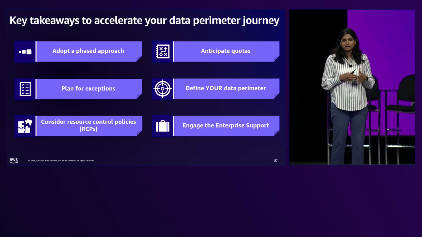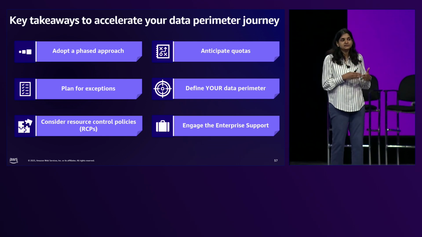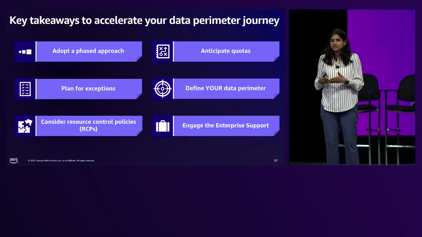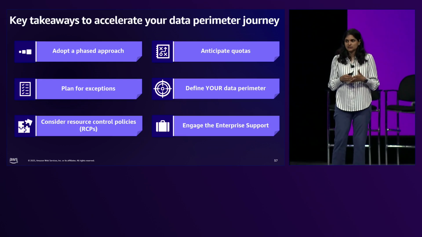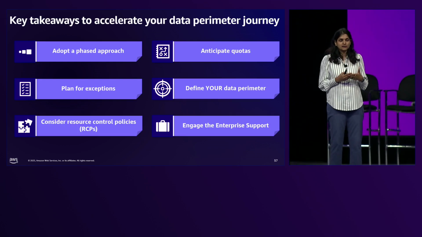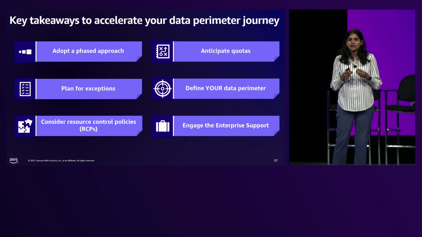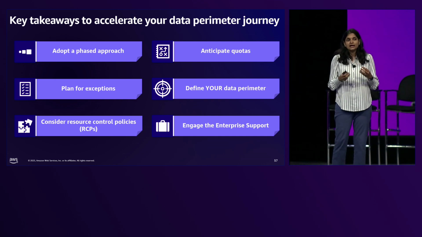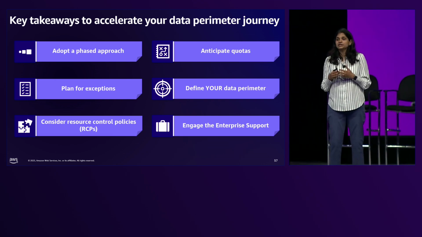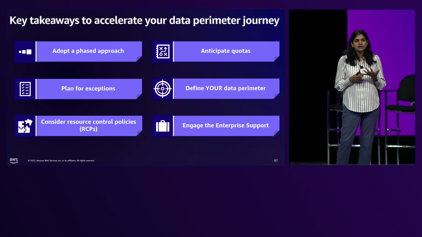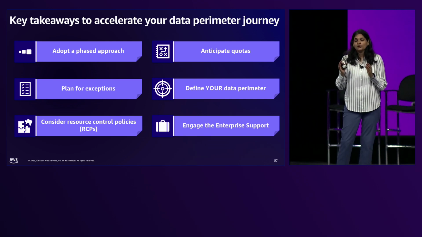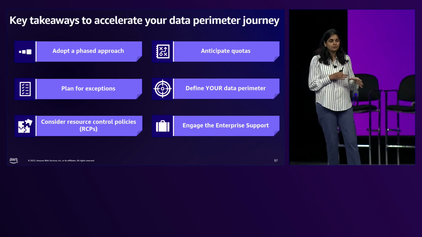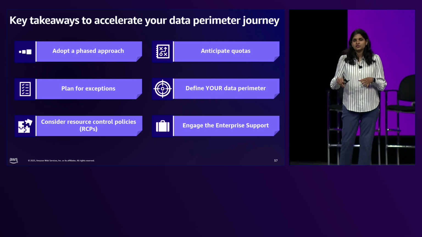Next thing is define your data perimeter. Know what are trusted resources, what is the expected network, what is trusted identity in your case. Plan for exceptions from day one. So build structured workflows where developers can request exceptions and stay within the guardrails. Consider resource control policies. So don't rely on SCPs alone. Complement it with VPC network policies, complement it with resource-based permission policy. We are also exploring RCPs now, so we can provide these standard controls instead of resources applying policies individually.